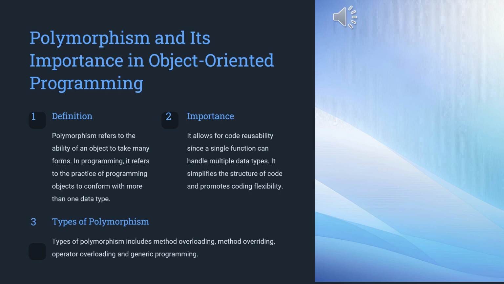Here's an example. Consider a scenario where we have a base class called shape. We derive classes such as circle, square, and triangle. By treating these objects as instances of the common superclass, we can write generic code that can perform operations on any shape, such as calculating area or displaying the shape.